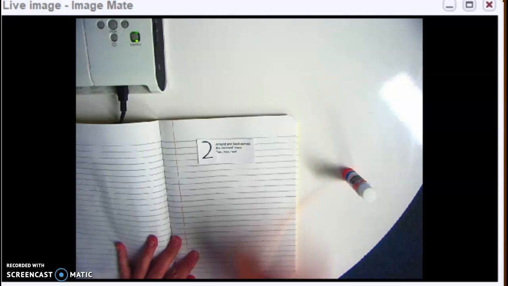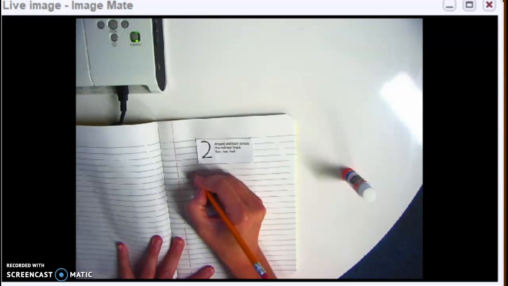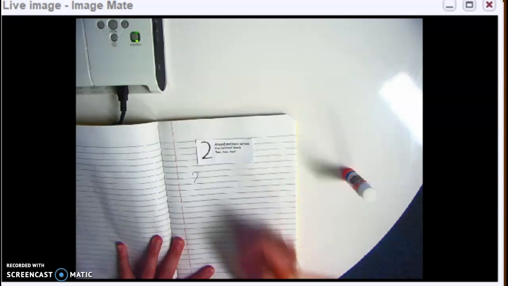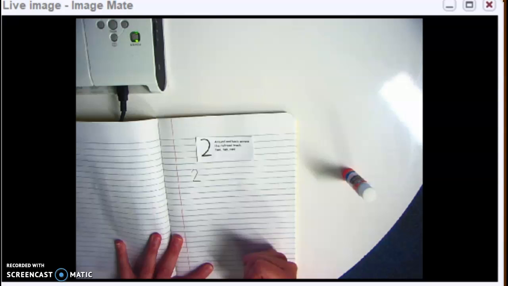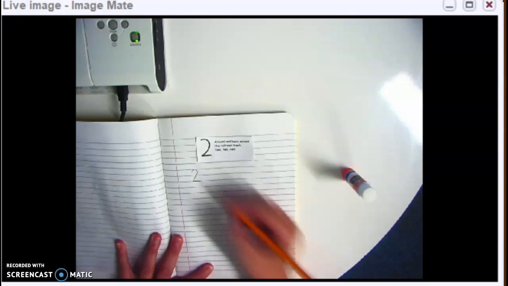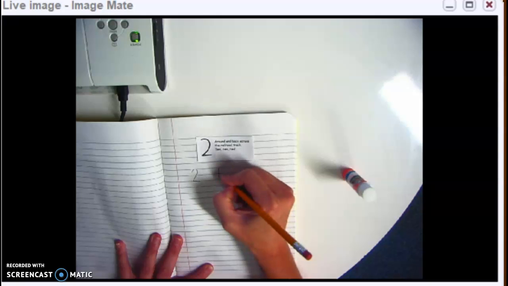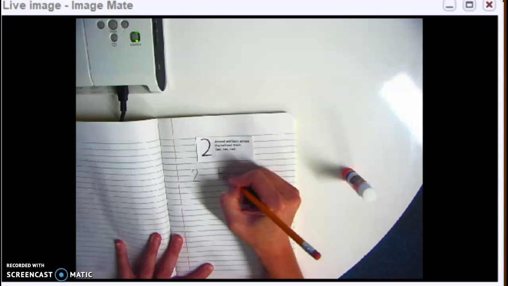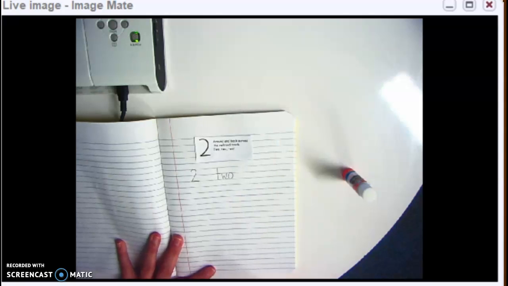Now, just like we did for the number 1, we're going to practice writing the number 2. Ready? So we're going to go around and back across the railroad track. 2, 2, 2. Then I'm also going to practice writing the number word 2. Ready? T, W, O, 2.